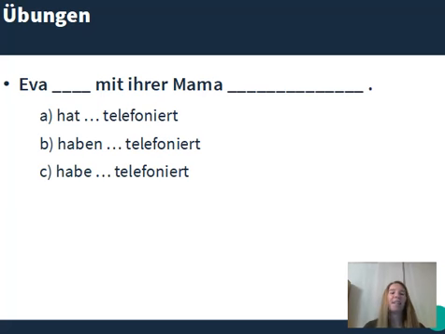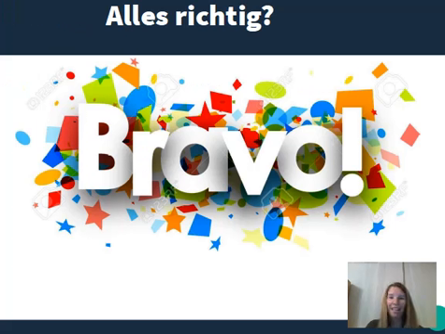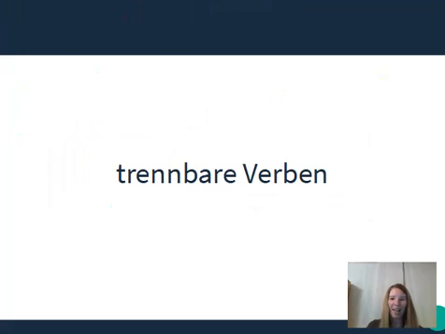Und der nächste Satz. Eva hat mit ihrer Mama telefoniert. Eva haben mit ihrer Mama telefoniert. Eva habe mit ihrer Mama telefoniert. Und die richtige Antwort ist A. Eva hat mit ihrer Mama telefoniert. Alles richtig? Bravo! Dann machen wir weiter mit trennbare Verben.